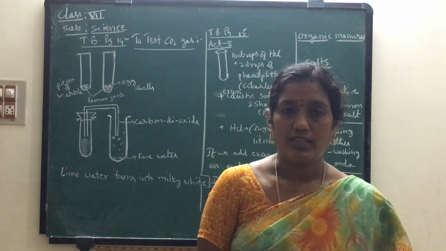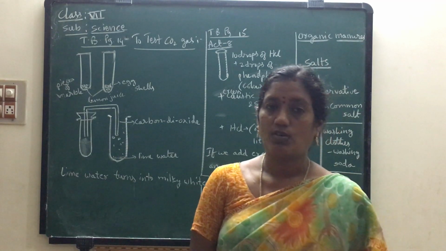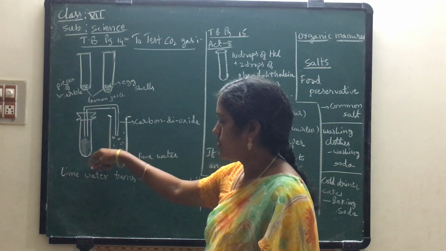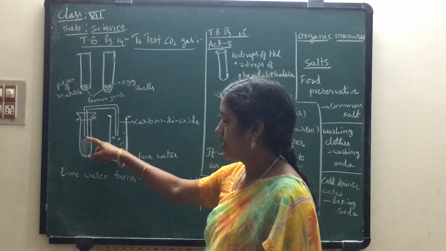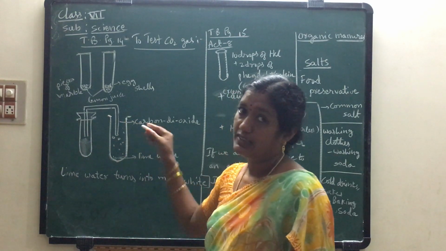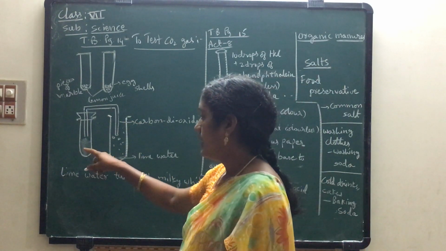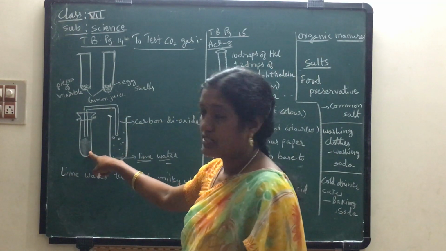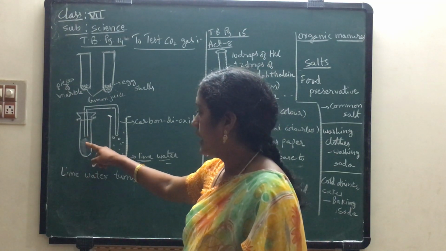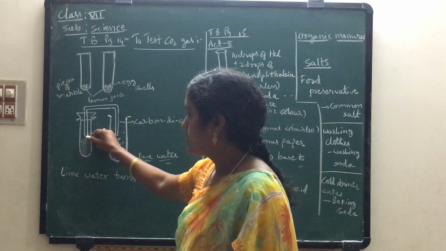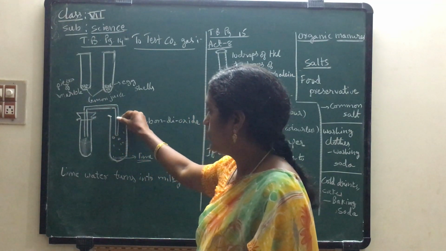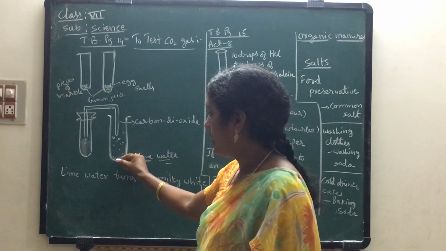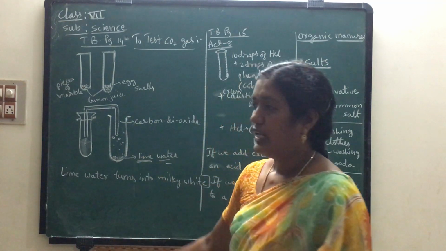So what is the next step that we have to do for testing this carbon dioxide gas? See children, this is a test tube, this is another test tube, and this is known as the gas collecting jar. Okay children, in this one lime water. So you connect this test tube here. The gas which is formed in this test tube will be passed into this tube through this second test tube. And in the second test tube we have to take lime water.